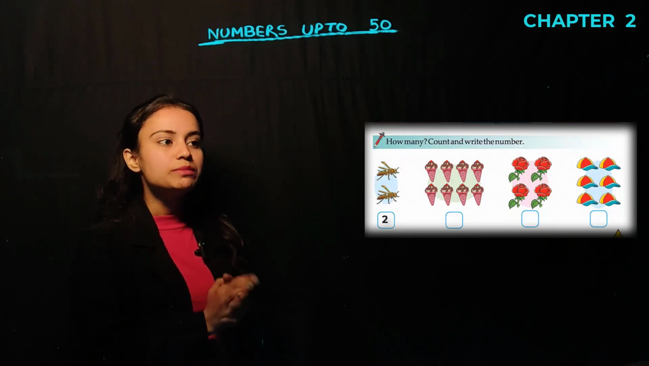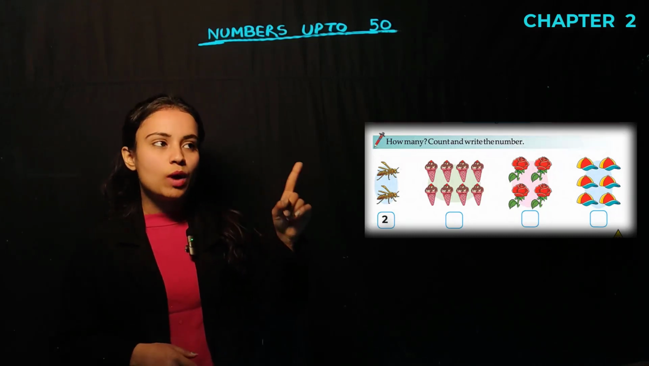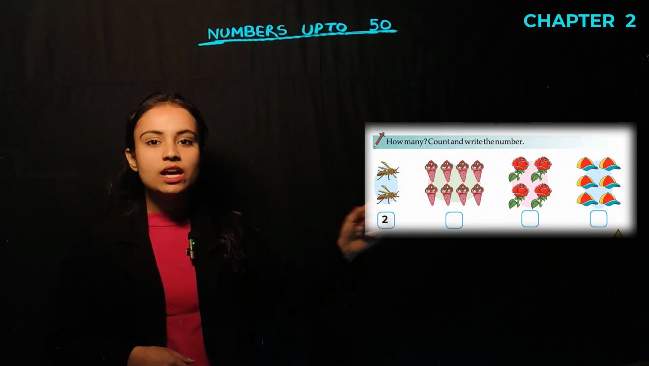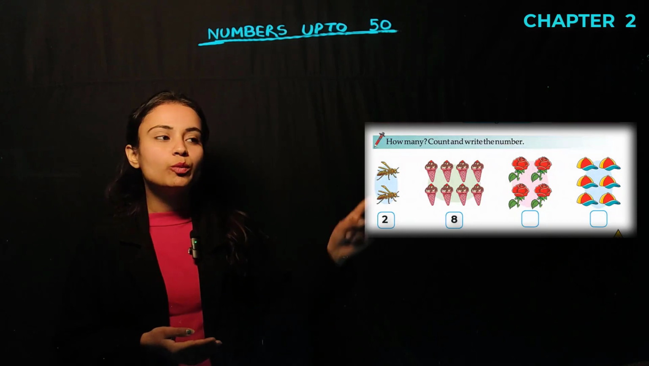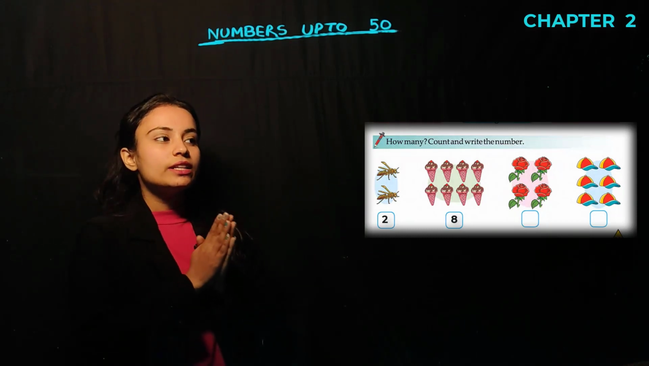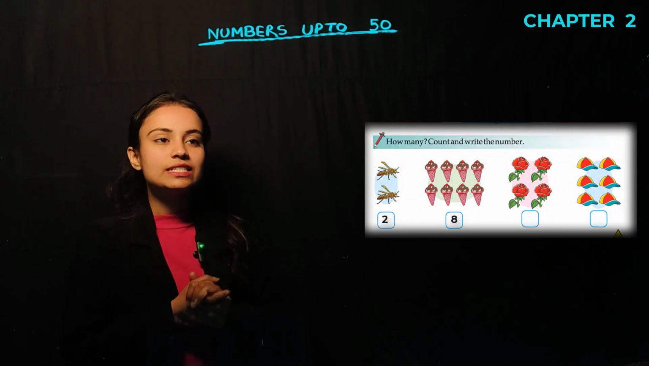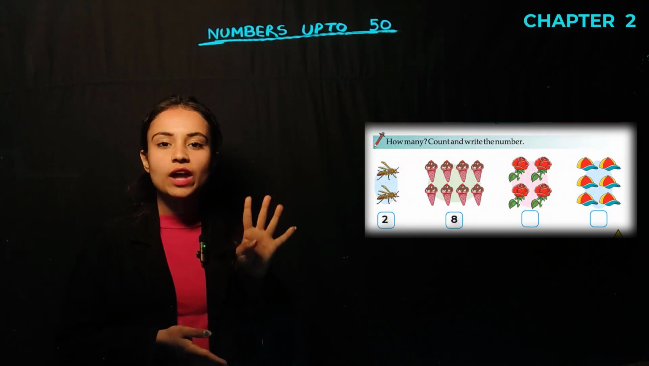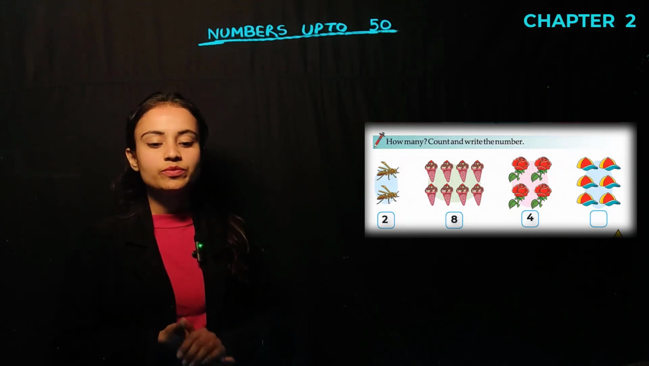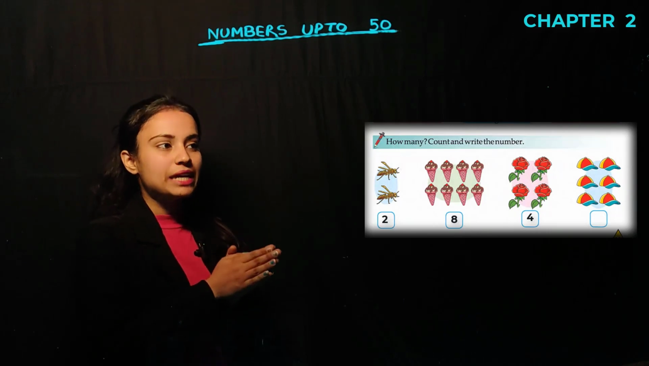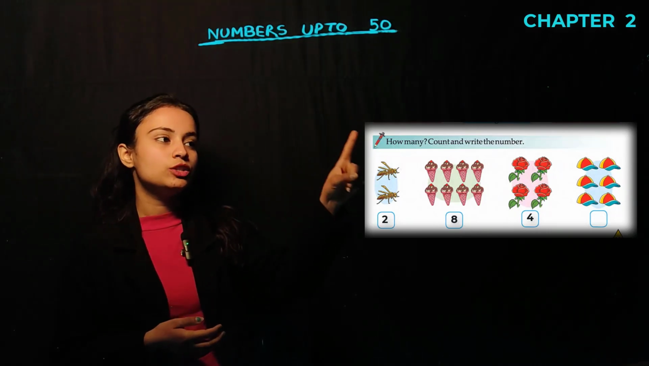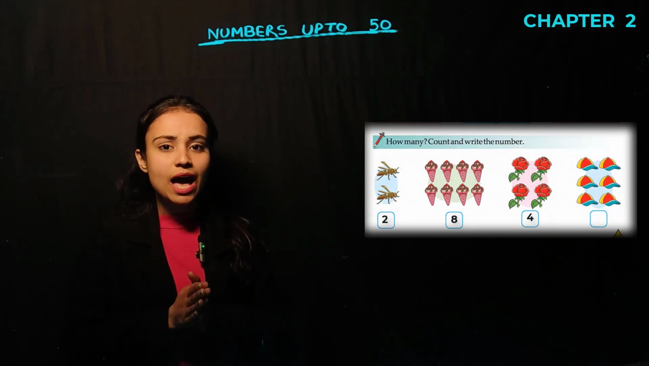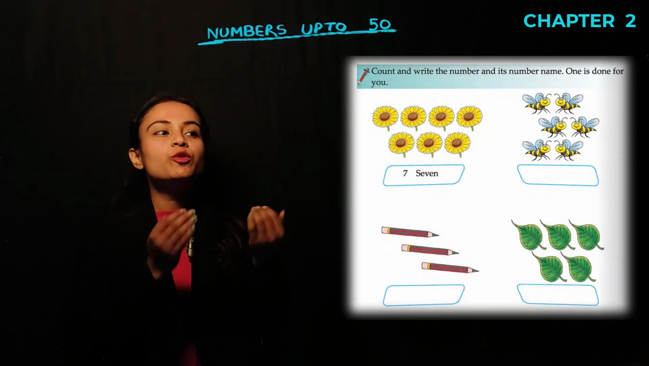Next, we have some ice creams. Let's count them together. 1, 2, 3, 4, 5, 6, 7, 8. Here we have a total of 8 ice creams. So we'll write 8. In the next picture, we have some flowers. Let's count them. 1, 2, 3, 4. Here we have a total of 4 flowers. So we'll write 4. In the next picture, we have some caps. Let's count them. 1, 2, 3, 4, 5, 6. Here we have a total of 6 caps. So we'll write 6. Kids, let's move forward.